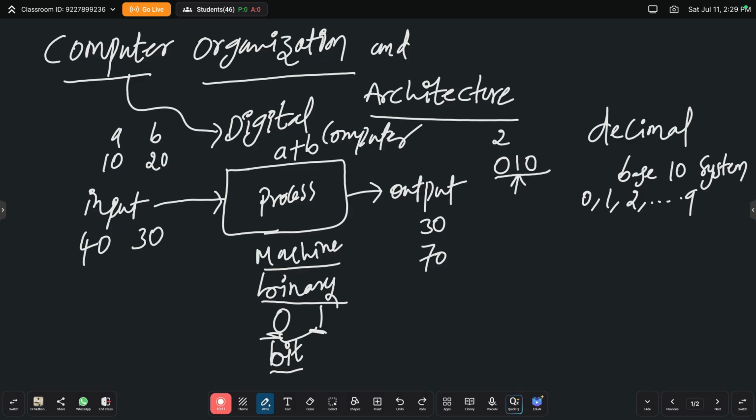And binary number system contains 2 digits. What is that? 0, 1. Got it?